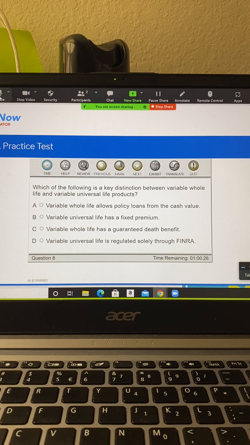Variable whole life has a guaranteed death benefit. Well, that's true. I mean, all of them have a minimum guaranteed death benefit. And D, variable universal life is regulated solely through FINRA. That's not 100% true, because it's also regulated by the insurance department. So, which one of these is the key distinction? Universal life has a flexible premium. Whole life has a fixed premium. That is actually the main difference.